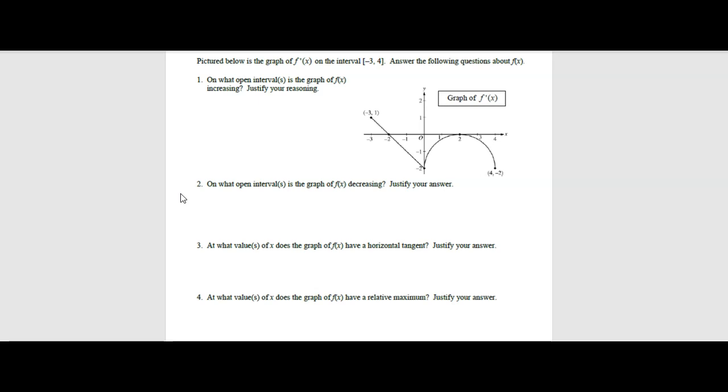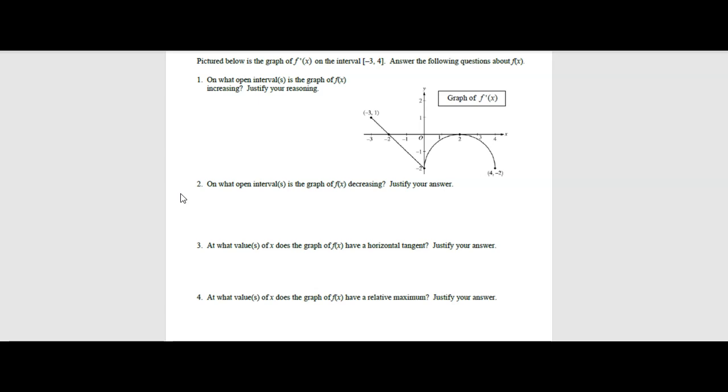Okay, so it says pictured below is the graph of f prime on the closed interval -3 to 4, and we need to answer the following questions. So question number 1. On what open intervals is the graph of f of x increasing? And we need to justify our reasoning.